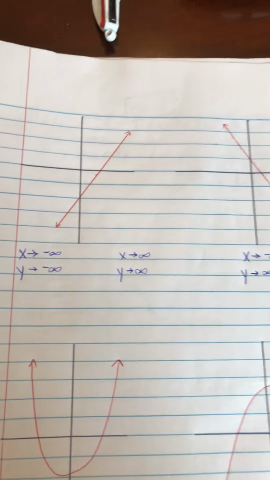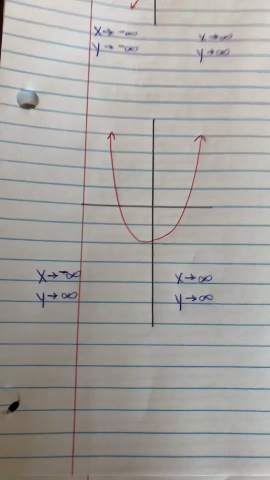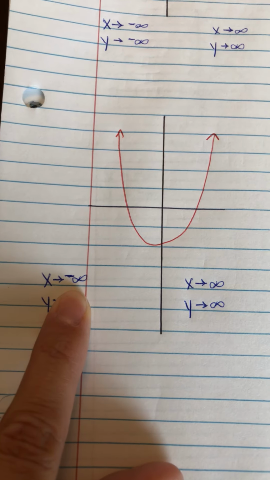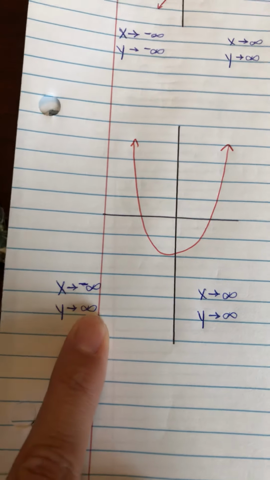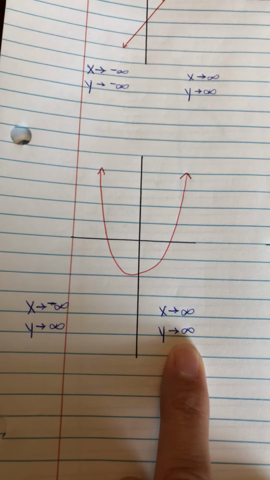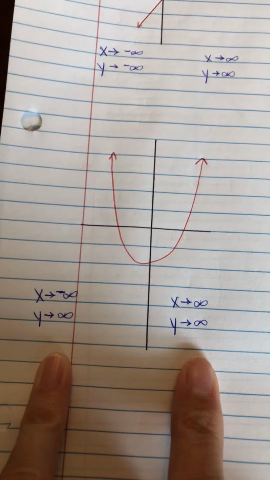So you just have to look: is the graph going up or down as x moves to the left or right? Here's a quadratic equation. Notice that as x moves toward negative infinity, as x moves to the left, the graph is going up. It's going toward infinity. As x moves to the right, as x goes toward infinity, the y is going toward infinity. This is when the end behavior is in the same direction.